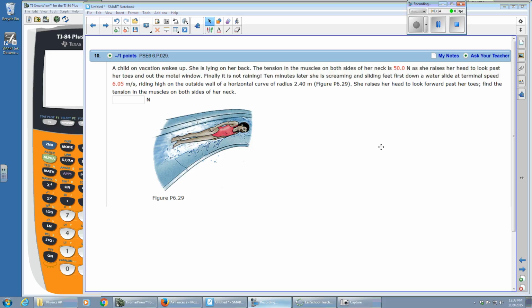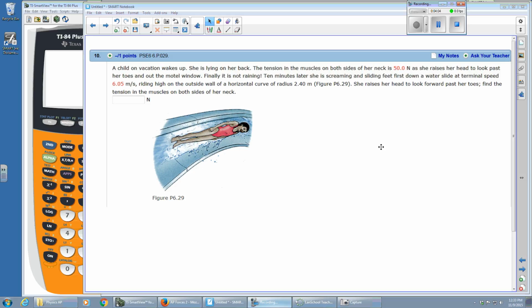So, looking at number 10. The child is on vacation, lying on her back out the motel window, screaming and sliding down feet first. Terminal speed of 6.5, riding high on the outside wall of the horizontal curve. So what does it mean by riding high on the outside wall of a horizontal curve? You can assume that she is right at vertical, not at some angle, to simplify it for you. Find the tension in the muscles on both sides of her neck.